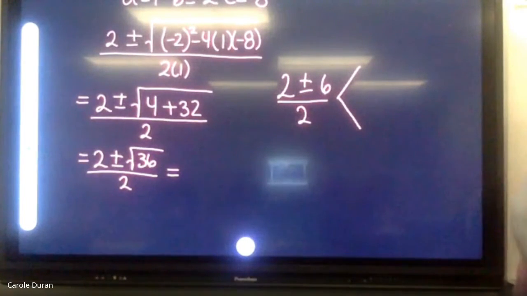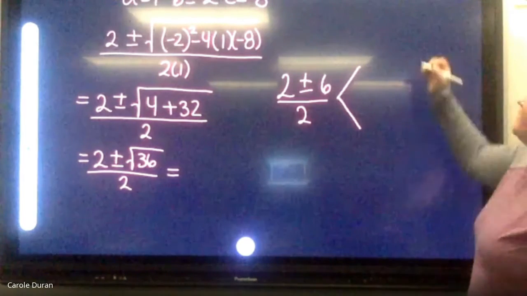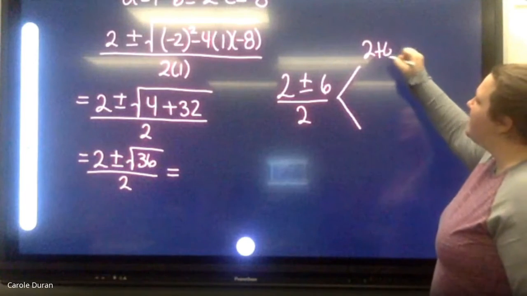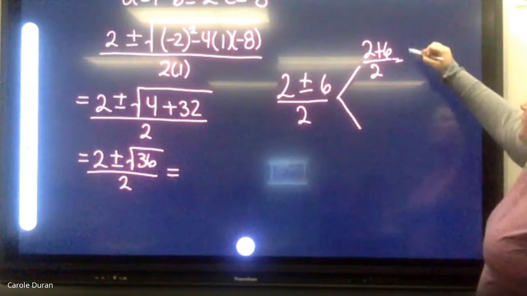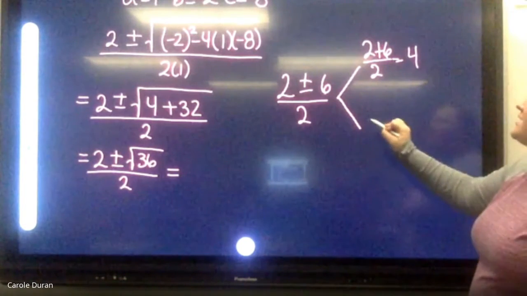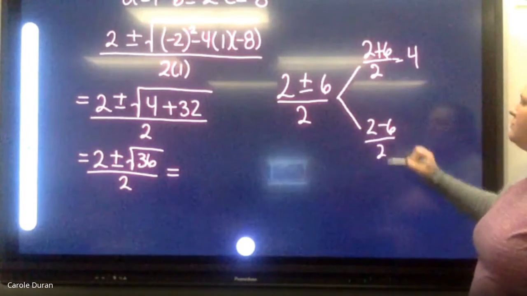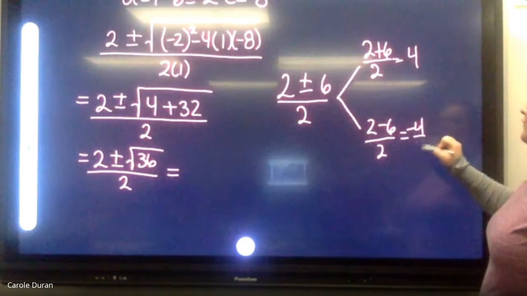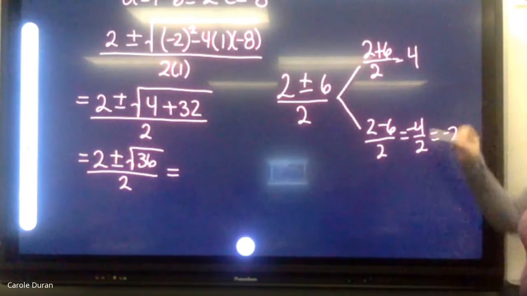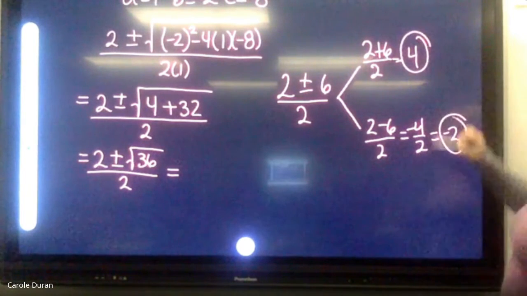Okay, so once I get this far, I separate this into 2 problems, 1 addition and 1 subtraction. So when I do addition, I get 2 plus 6 divided by 2. 2 plus 6 is 8, divided by 2 is 4. For subtraction, I get 2 minus 6 over 2. 2 minus 6 is negative 4. Over 2 is negative 2. So my 2 solutions are 4 and negative 2.